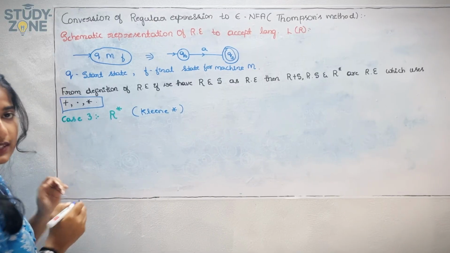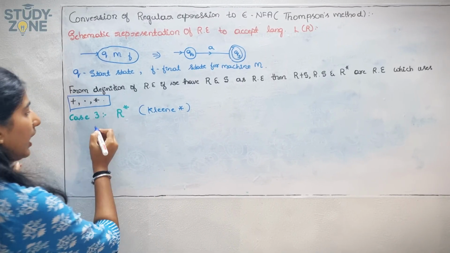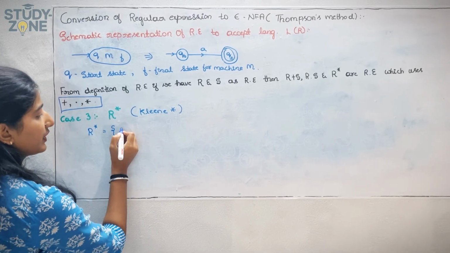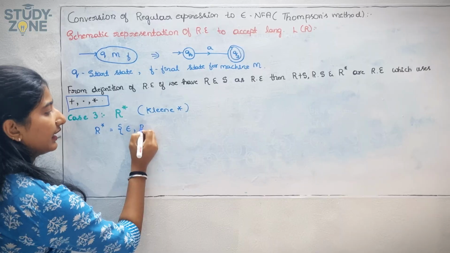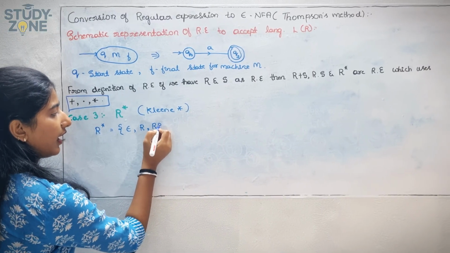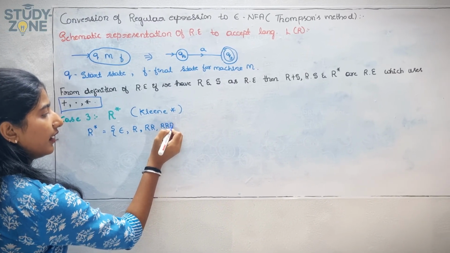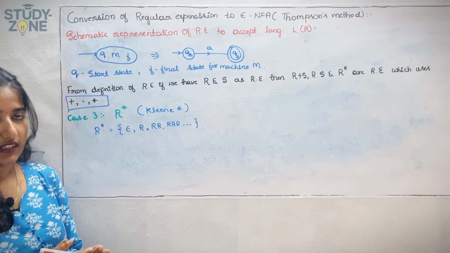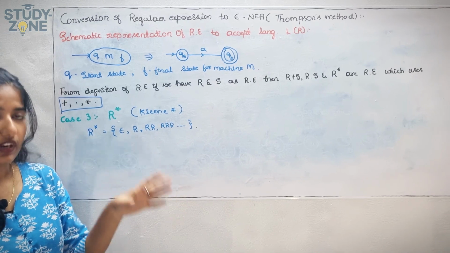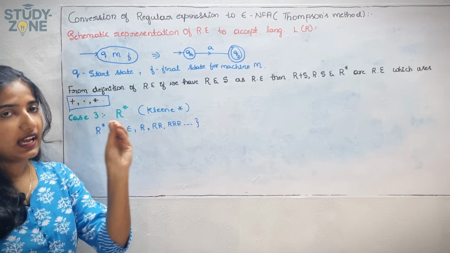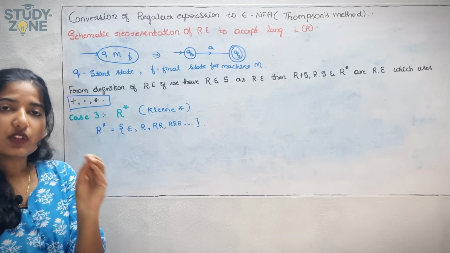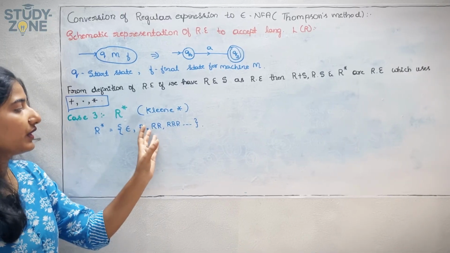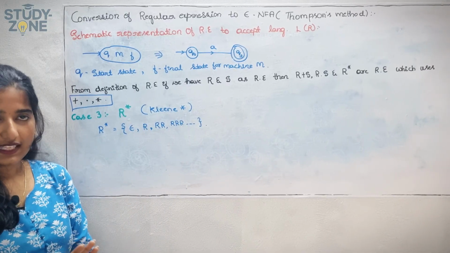Clean star means 0 or more occurrence, right? So R star equals 0 or more occurrence, which means at first we should have epsilon and then R, and so on, right? 0 or more occurrence of a string, which means I can have epsilon transition, and if there is epsilon transition, then it will get accepted. If there is R, then also it will get accepted. If it is RR, then also it will get accepted, right?